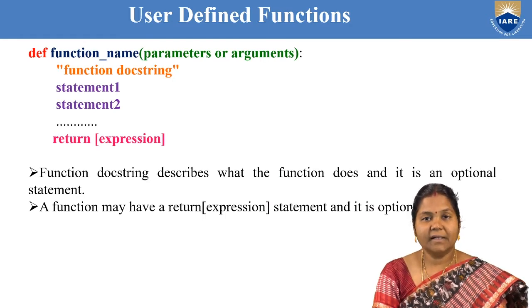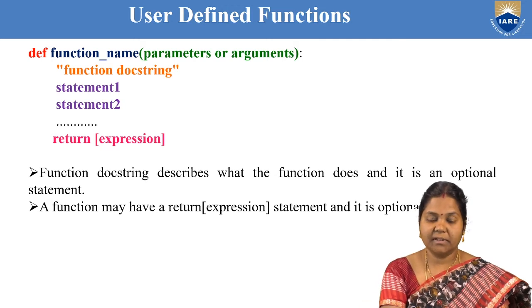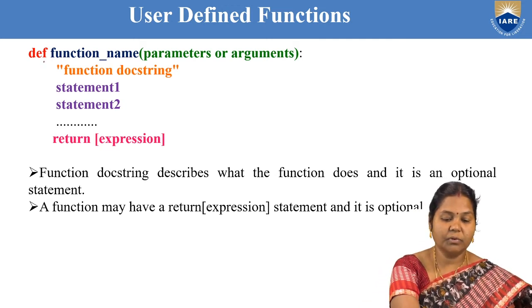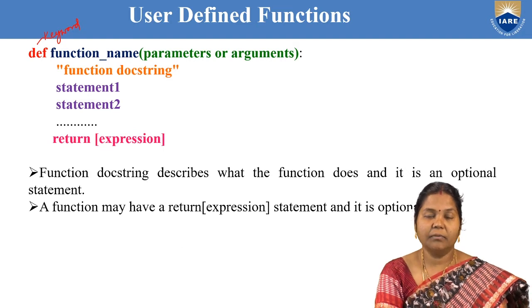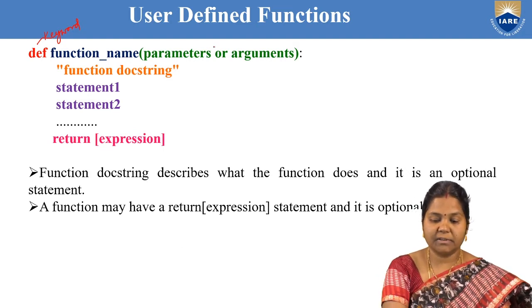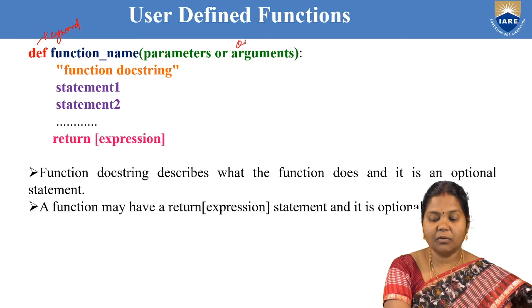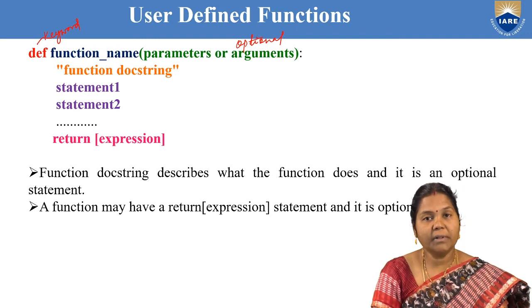Now let us see the general syntax of function creation, that is user defined function creation. So def is the keyword over here. This is the keyword to define a function, followed by the function name. Then within brackets you can write a number of parameters or arguments, but these are optional. It is not mandatory to write a set of parameters. If you do not have any arguments or parameters to pass, you can simply open the bracket and close it.